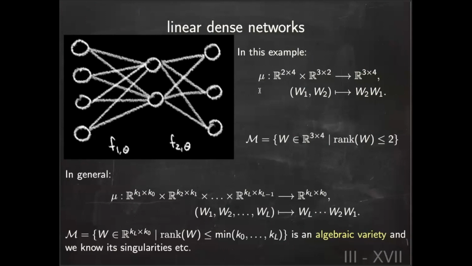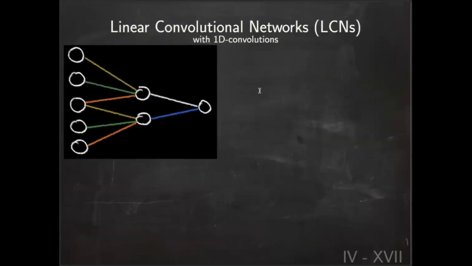In general, this is always true for these linear dense networks. They just multiply a bunch of matrices, and so the space that you obtain is matrices of a bounded rank. The rank is just the smallest layer that you see. So this is the function space in this example. And it's nice because it's algebraic. We have understood this for centuries and we know everything about it. Any questions so far? Very good. Now what happens if I do linear convolutional networks? I'm still sticking with linear networks where my activation is the identity, but now I have convolutional layers.